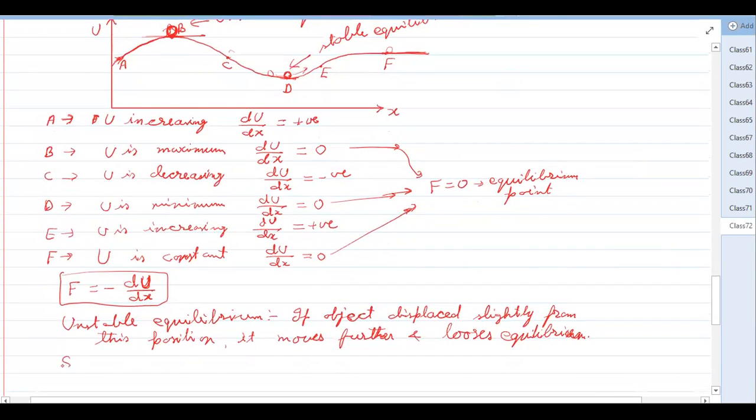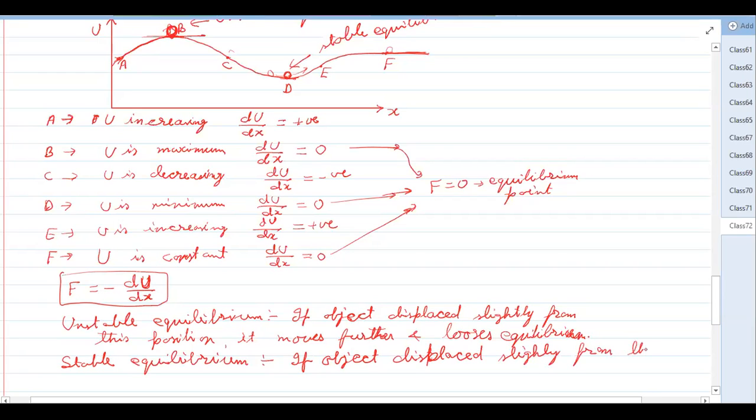So what is stable equilibrium? Stable equilibrium is: if the object is displaced slightly from this position, it tries to come back to the equilibrium position. Okay, so this is a stable equilibrium.